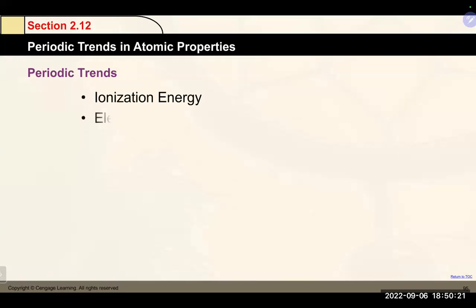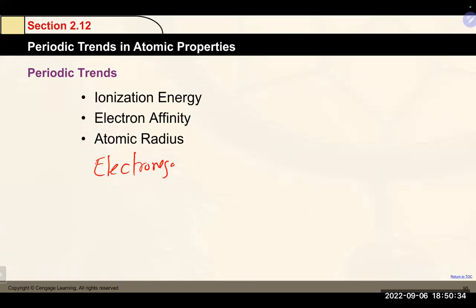So let's talk a little bit about periodic trends. We're going to talk about a few periodic trends here: ionization energy, electron affinity, and atomic radius. And we're also going to add our friend electronegativity to it. That's actually out of chapter 3, I think. It's the only thing from chapter 3 that she has to worry about for the first exam. So let's talk a little bit about each of these things.